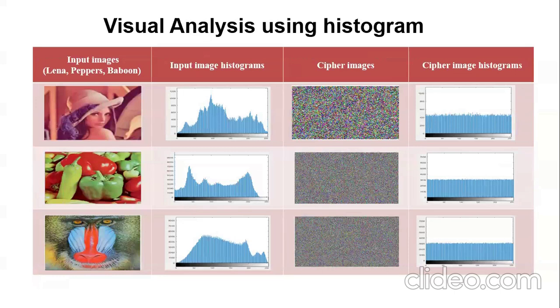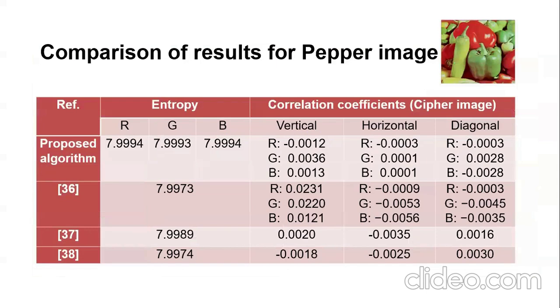The histogram analysis is presented. The intensity of pixels in a graphic is displayed using a histogram. The histogram of the actual input image shows concentrations of pixels at specific levels, but the histograms of encrypted images are uniform, which makes the system more robust and difficult for an opponent to decipher.